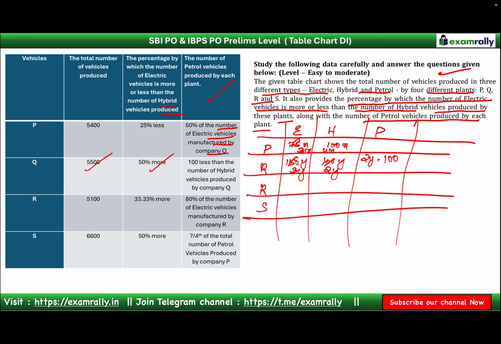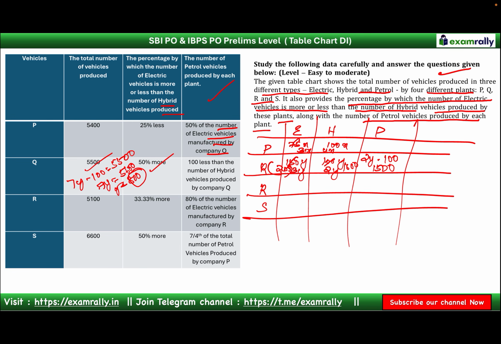The total of electric, hybrid and petrol: so 3y plus 2y equal to how much? 5y. 5y plus 2y, that is equal to 7y. 7y minus 100 equal to 5500, which means 7y will be equal to 5600 and the y value will be equal to 800. If y equals 800, how much will we get? 1500, and here 1600, and here equal to 2400. This you have to do correctly.